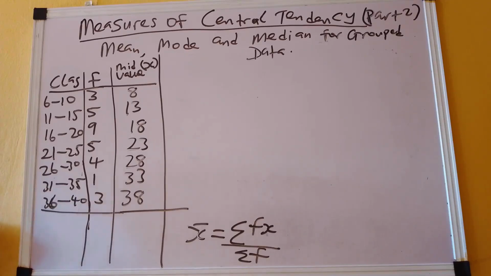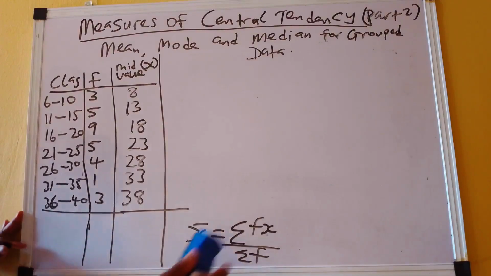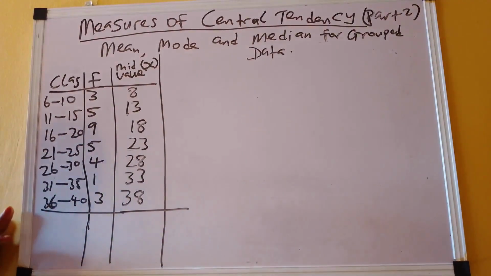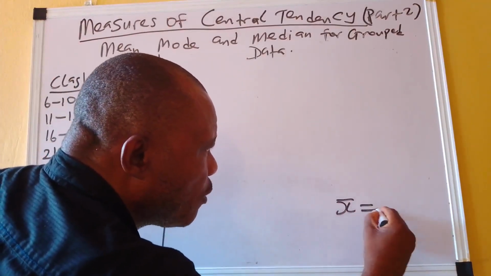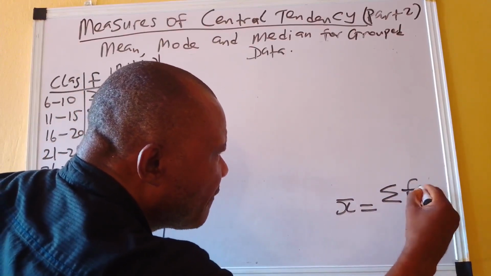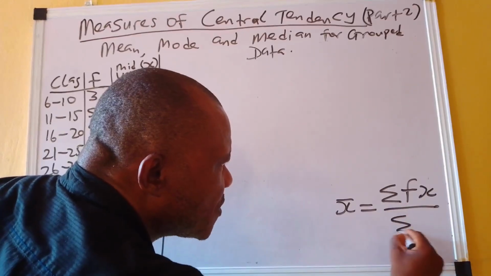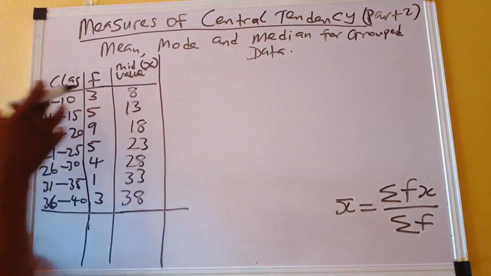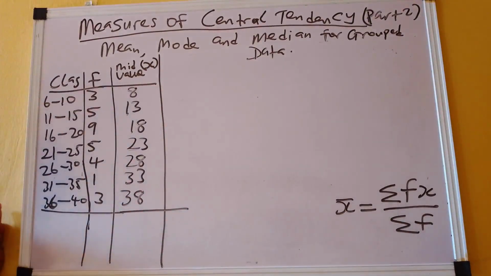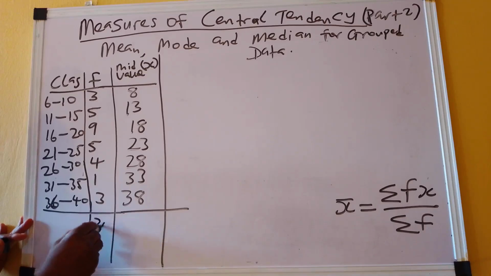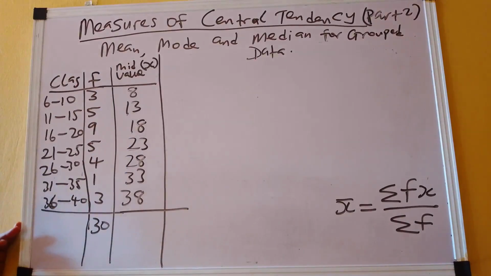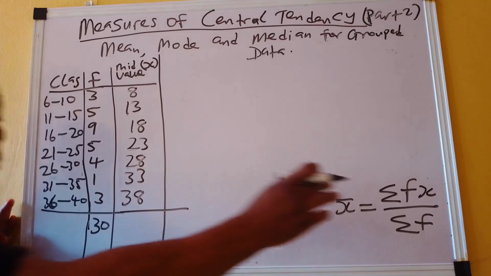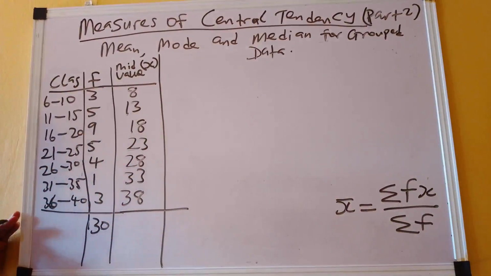Now remember again the formula, let me write it clearly so that you can see it. The formula for the mean is x bar is equal to summation f of x all over summation f. That is the sum of the frequencies. Now again, the sum of our frequency is 30. You add the frequencies together, 3 plus 5 plus 9 down, you have 30. Now we are going to bring what we have in the formula to the table.